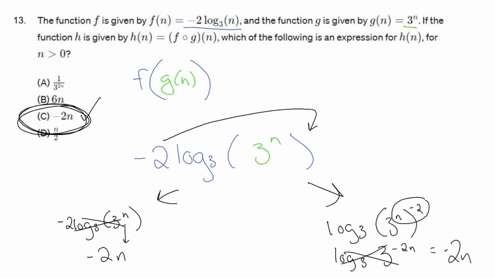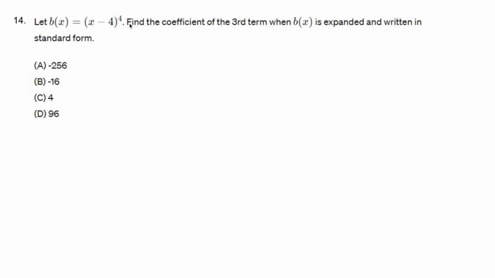Hope this helps. This is the binomial theorem. The binomial theorem is trash. But what we are being asked to do is find the coefficient of the third term when b of x is expanded and written in standard form. So I have to do the binomial theorem. So let me do the whole thing, even though it's a pain in the butt.